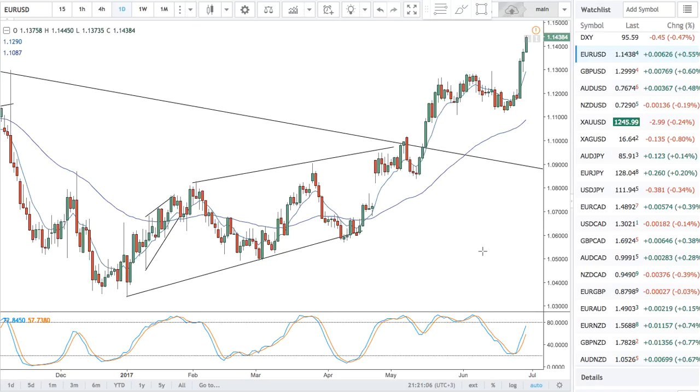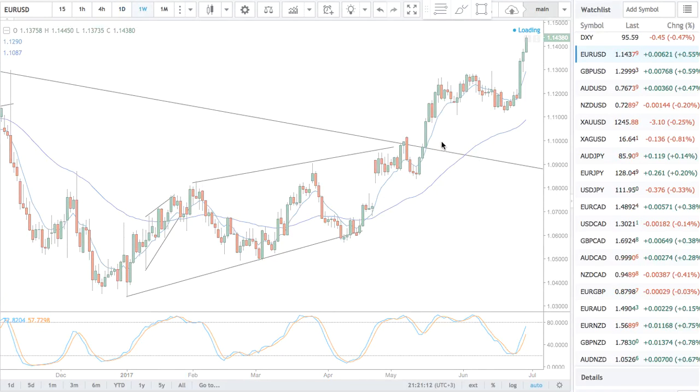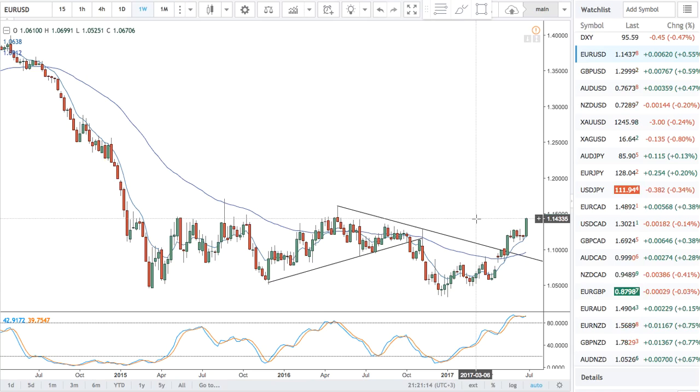Okay, I'm going to cover more pairs than usual today. US Canadian will be at the end of the video. Starting with Euro US dollar, it is reaching the target area into the 114s.